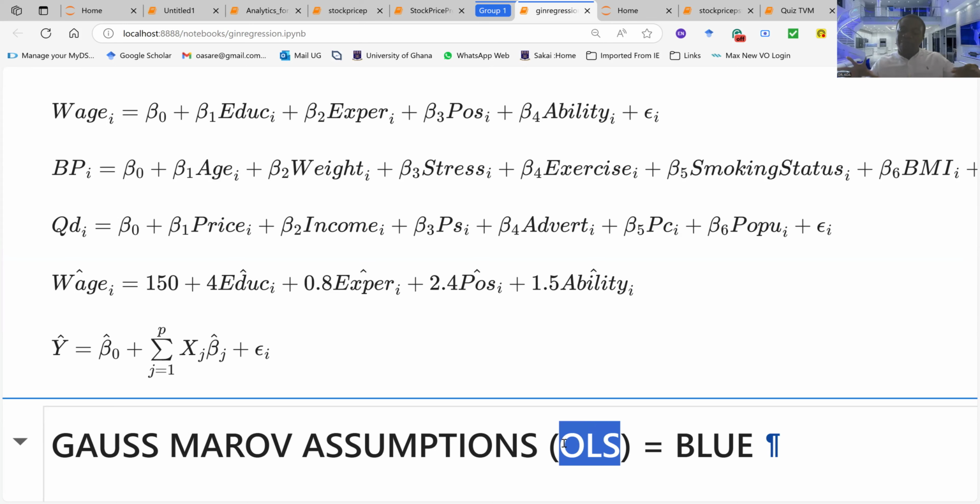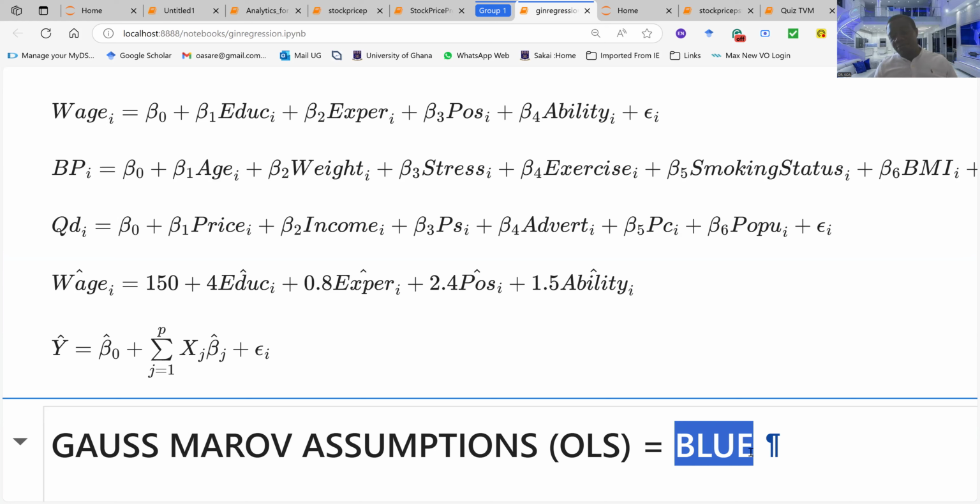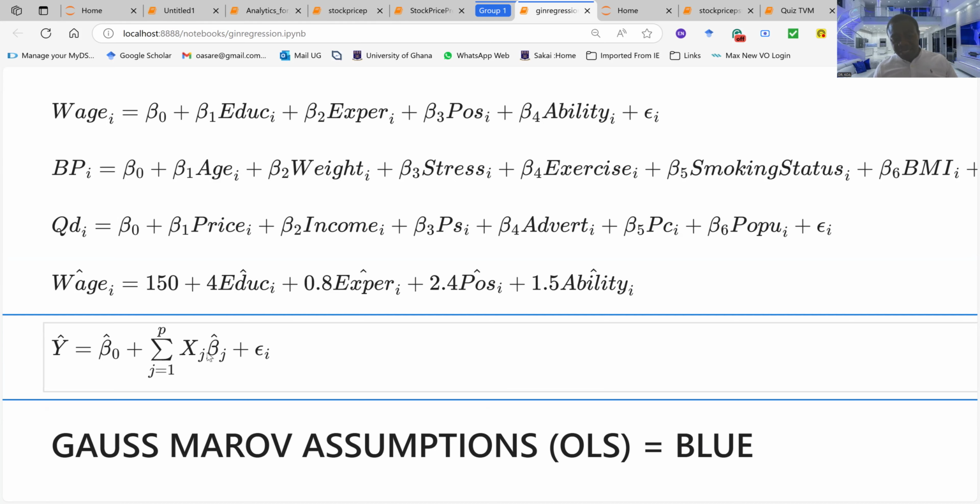And when all of these things are properly in place, we have something we call the best linear unbiased estimator. Best linear unbiased estimator, that's the BLUE. The BLUE is for the beta parameters. These betas, they are the ones that you expect to be BLUE. B-L-U-E, best linear unbiased estimator.